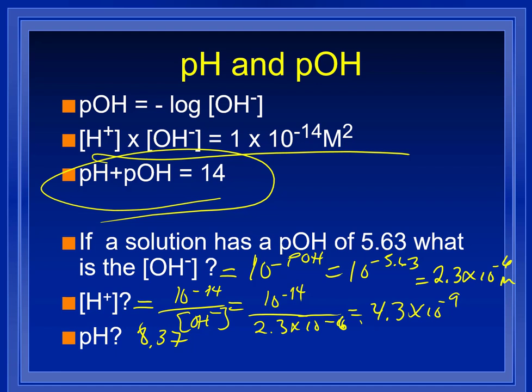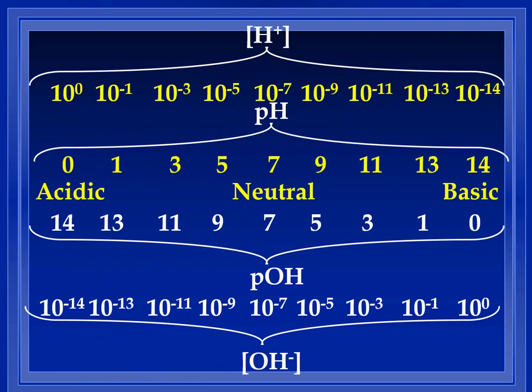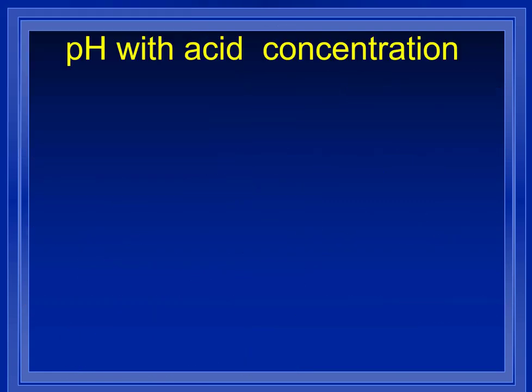Okay? But if I take the negative log of 4.3 times 10 to the negative 9th, I'll get the same answer. And is it an acid or a base? It is a base. 8.37 is bigger than 7.